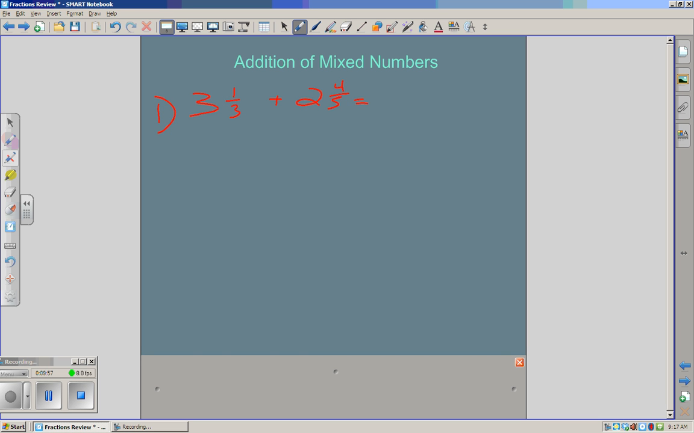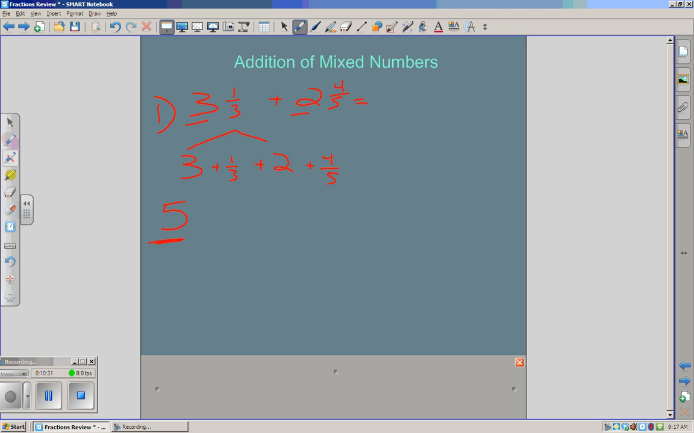So my big numbers are 3 plus 2. When I look at this problem, it's actually 3 plus 1/3 plus 2 plus 4/5. So I like to deal with my big numbers first. 3 plus 2 is 5. I'm going to put that number over to the side, and I'm going to deal with my fractions now. But I have to remember that I have to add this number back at the end of the problem.